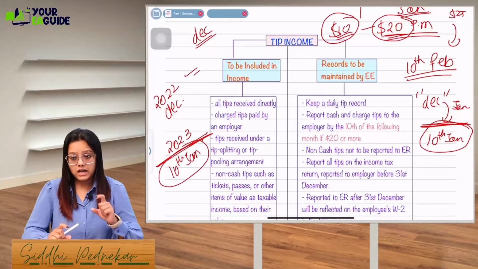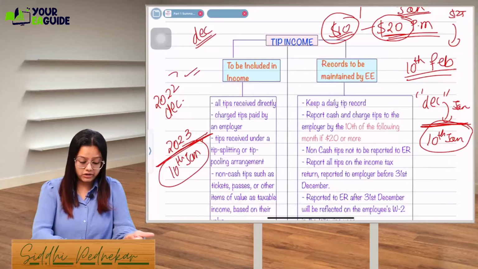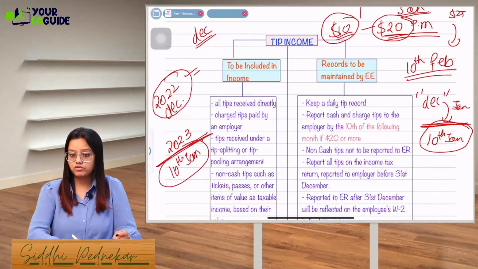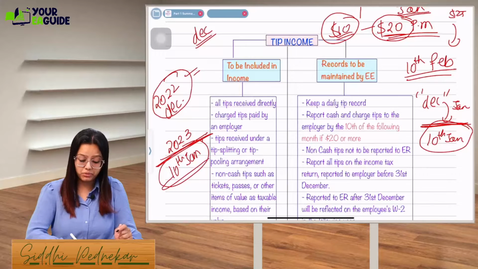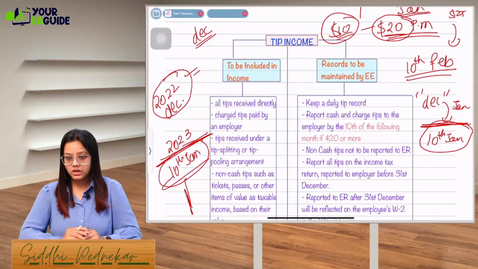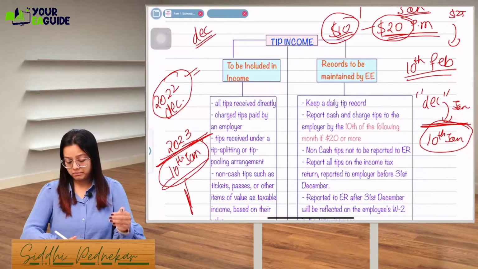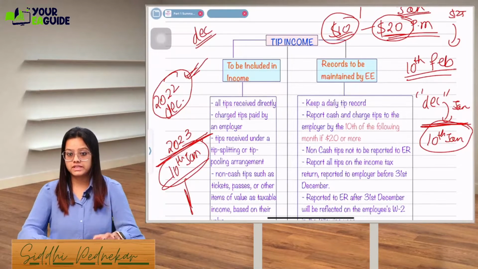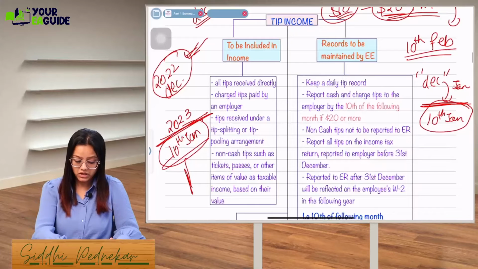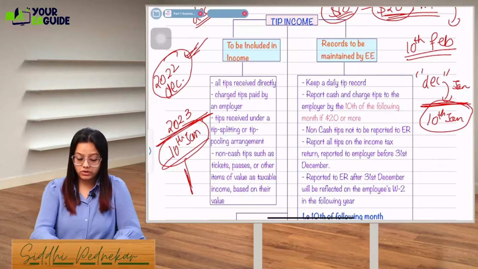Got it, guys? Now, when will it be included in the 22 tax return? Let's say I have to report it before 10th Jan, but I reported it after 10th Jan. Okay, so delay in reporting will cause the taxability of tip income in the same year of receipt, which is mentioned over here. See, tip income will be included in the income.